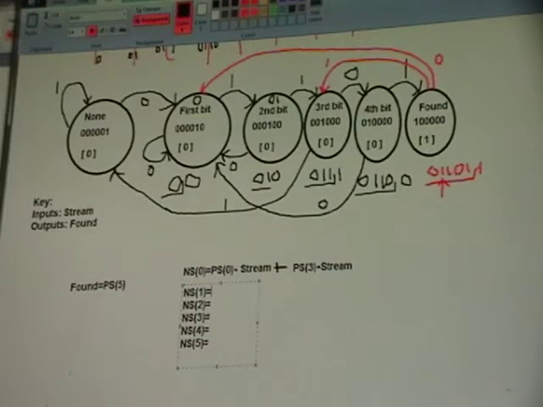Next state 2, if you go over here, count how many arrows coming in. Oh, there's just 1 arrow coming in, so this is just going to have 1 term. 3 only has 1 arrow coming in, so that's just going to be 1 term. 4 only has 1 arrow coming in. 5 only has 1 arrow coming in. So all of these are going to be very simple. They'll be just a single term.